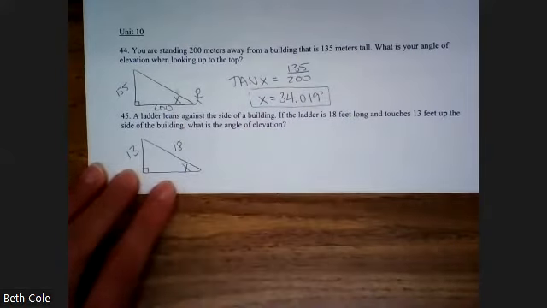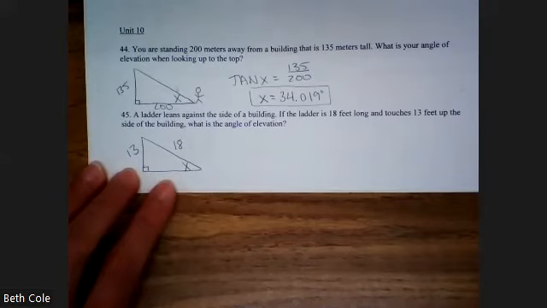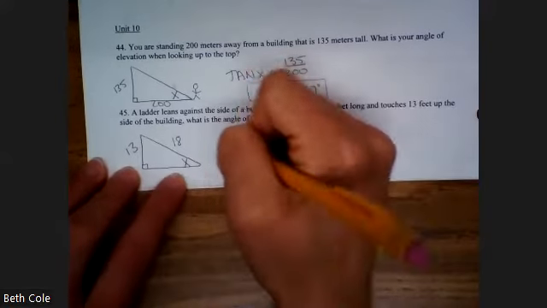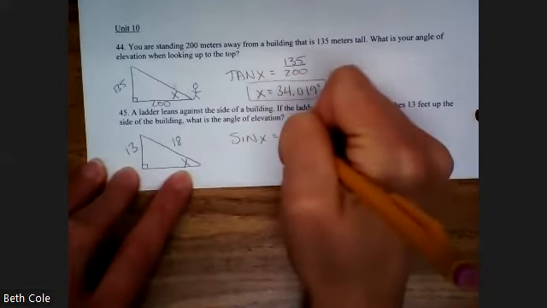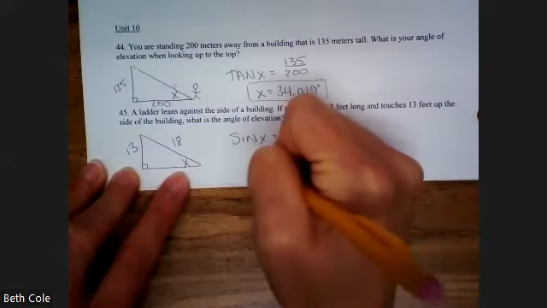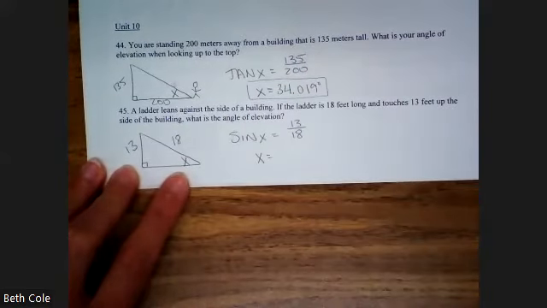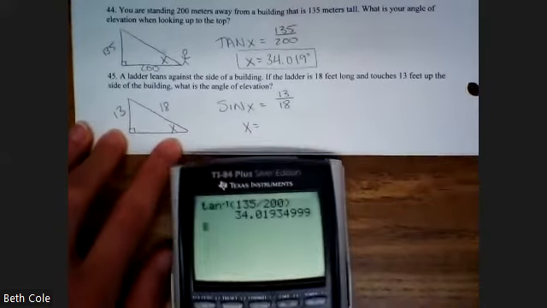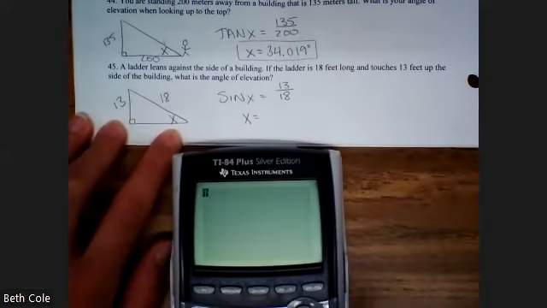And again, we want the angle of elevation. So is that one sine, cosine, or tangent? Sine. Good. We have opposite and hypotenuse. So sine of x equals 13 over 18. And again, you want inverse. So you're going to hit second sine 13 over 18.